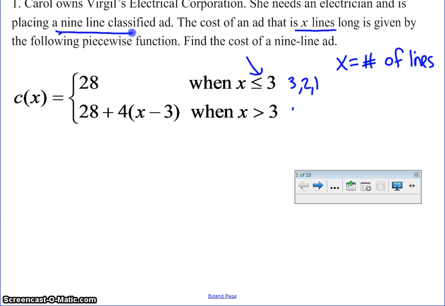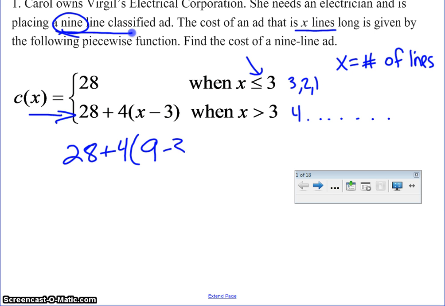Here is when it is 4 all the way up. Well, 9 obviously is higher than 4. It's certainly higher than 3. So we know that we're going to use the second equation. And so from there, it's just a matter of plugging in whatever value we're given. In this case, X is 9, so we're going to plug 9 in and then we're going to solve.